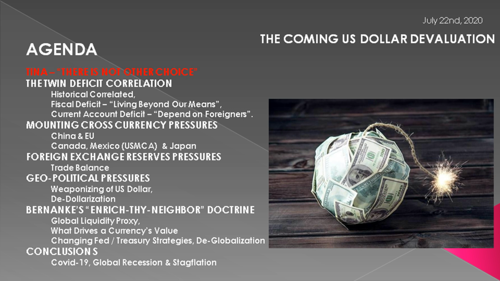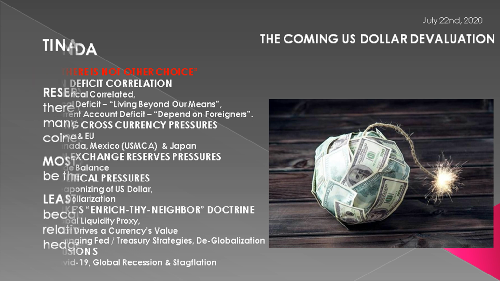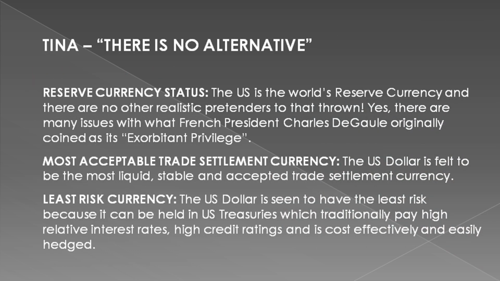One of the most common reasons I have seen over the years to accept abnormal market behavior and bubbles is the rationale called TINA. That stands for there is no alternative. In the case of the US dollar, it centers on a few simple and apparent unsolvable problems. The US is the world's reserve currency, and there are no other realistic pretenders to that throne. Yes, there are many issues with what French President Charles de Gaulle originally coined as its exorbitant privilege. The US dollar is felt to be the most liquid, stable, and accepted trade settlement currency out there.